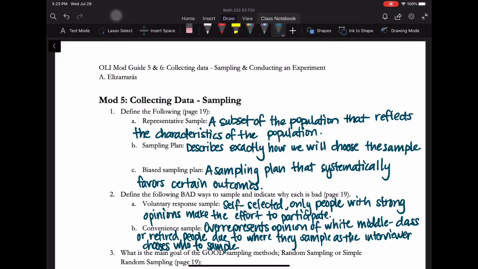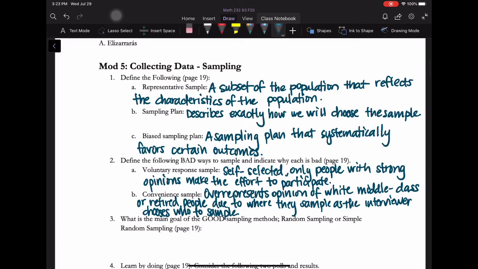We've got some definitions here. Remember, you can feel free to pause and record the definitions that are written down. Make sure you match up. Notice that in the first 3 options, they say define the following, and then on the second question, it says define the bad ways to sample. Convenient sampling and voluntary response sampling are not good.